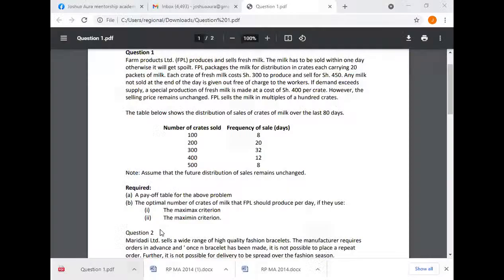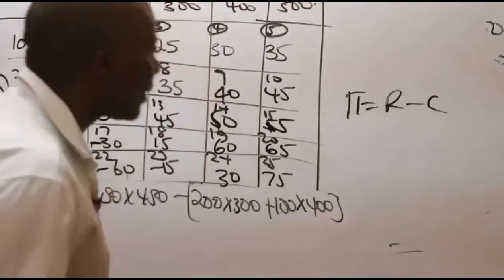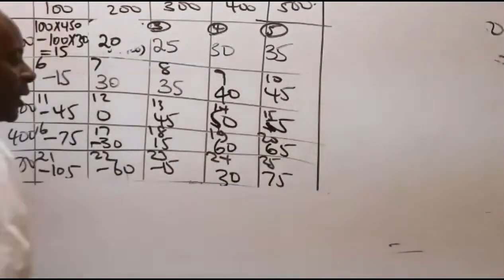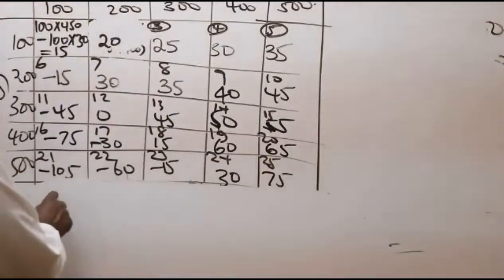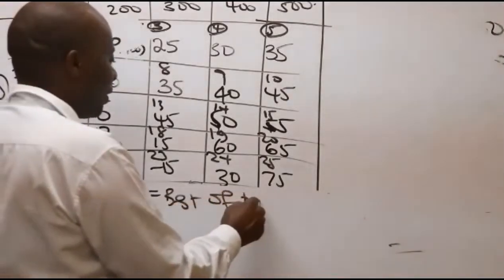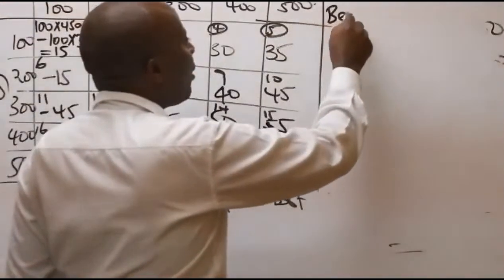So the next question wants us to determine the optimal number of crates of milk that the company should produce per day if they use maxi-maxi. Very common in your exam. Remember, maxi-maxi means best of the best. Maximum of maximums. And what I'm supposed to do is to create a column here for best.